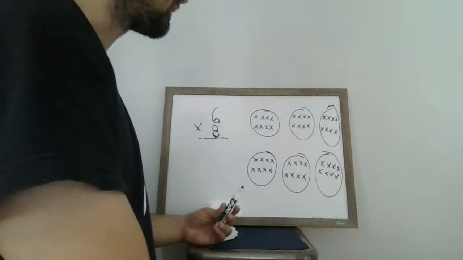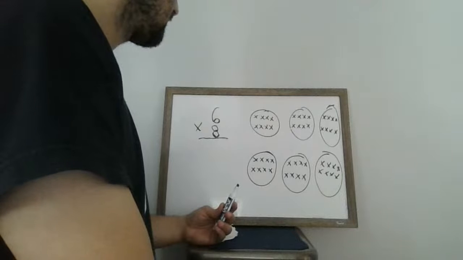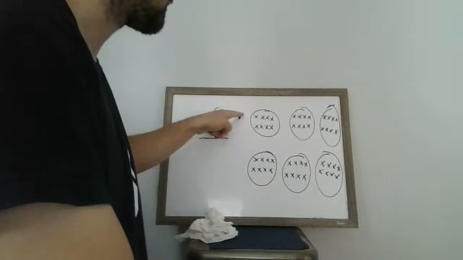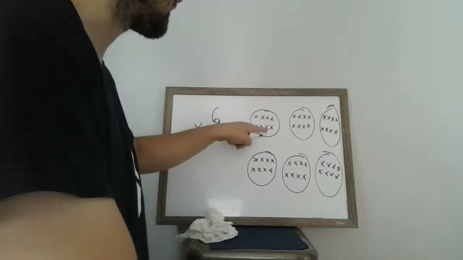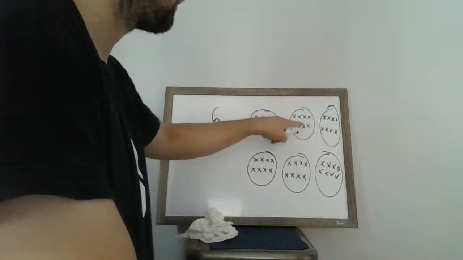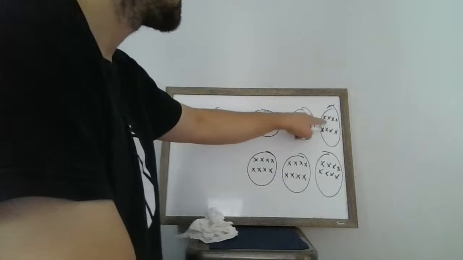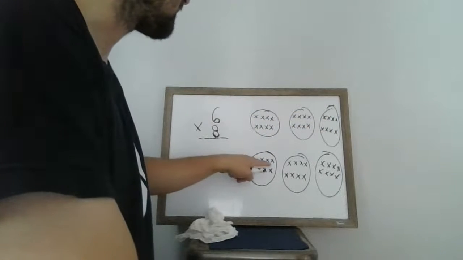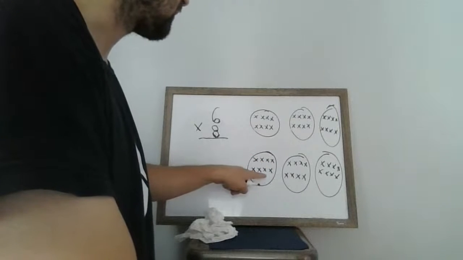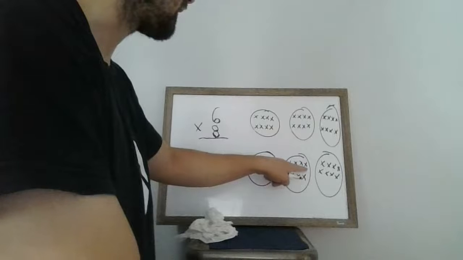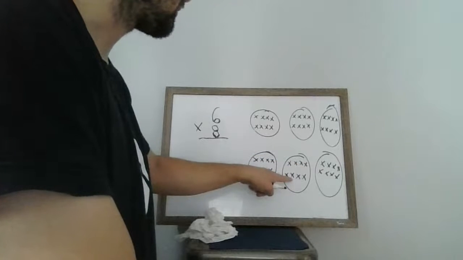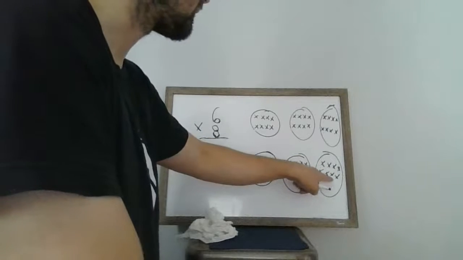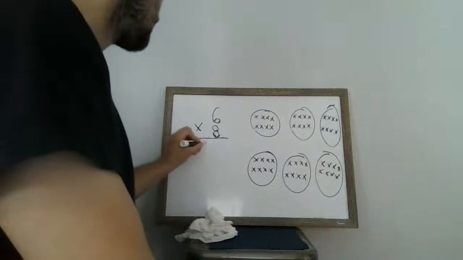All right, but again, I'm going to count the total number of X's, and I'll have my answer for 6 times 8. I have 6 groups of 8 X's. I count the total number of X's, and I'll have my answer. So 1, 2, 3, and so on up to 48. So 6 times 8 equals 48.